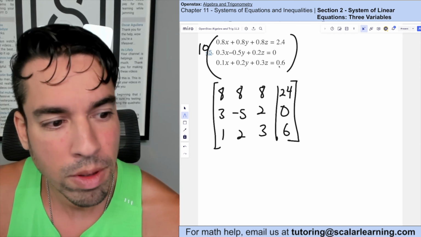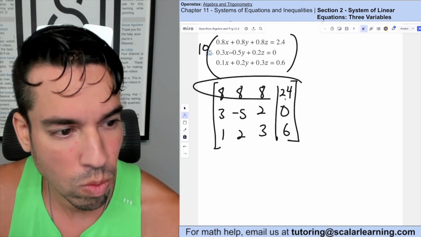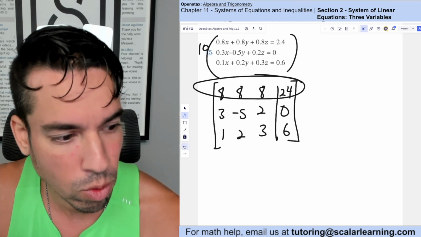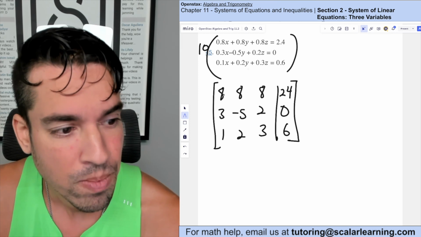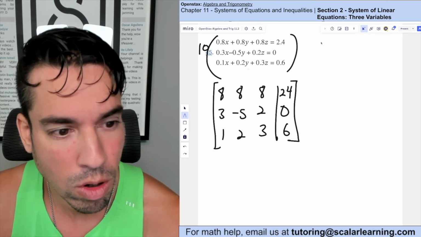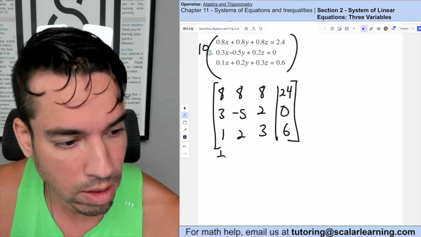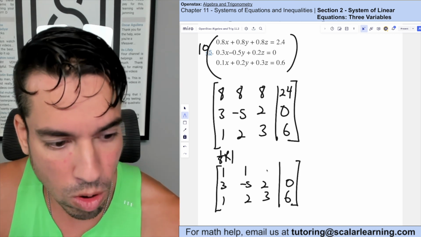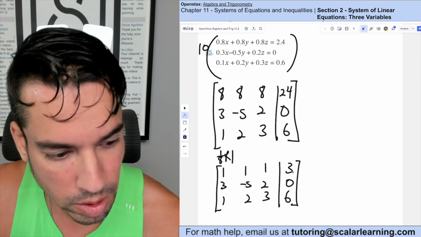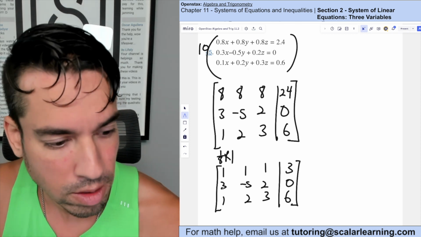Now, right off the bat, I see something interesting in row 1, right? We got 8, 8, 8, and 24. I do eventually need to flip this to a 1, so why not start with that? I'm going to just multiply this entire row by 1/8, so let's write that out here. So we got 1/8 times 8 is 1 for all of these. 1/8 times 24 is 3. Great.